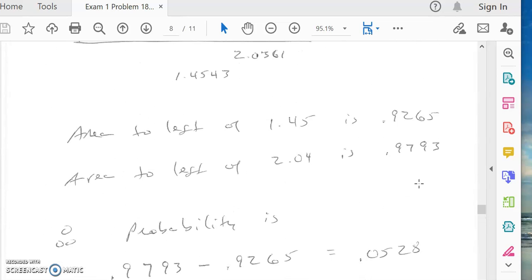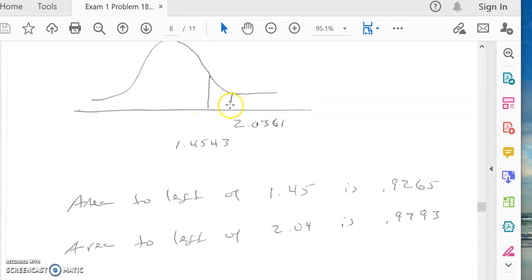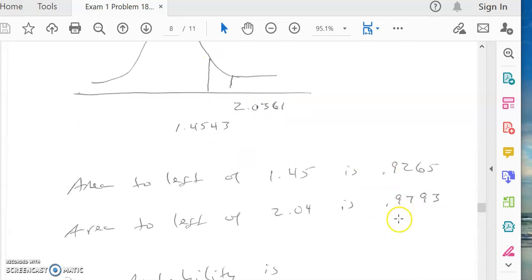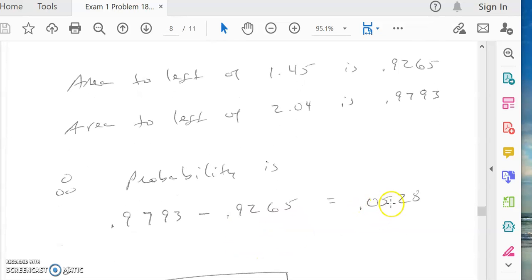Okay, so we find those two areas, the area to the left of this guy, the area to the left of this guy. Here are the two areas. Therefore, this symbol stands for therefore, the probability is you take this guy, subtract this guy. So 0.9793, subtract 0.9265. That gives me 0.0528.